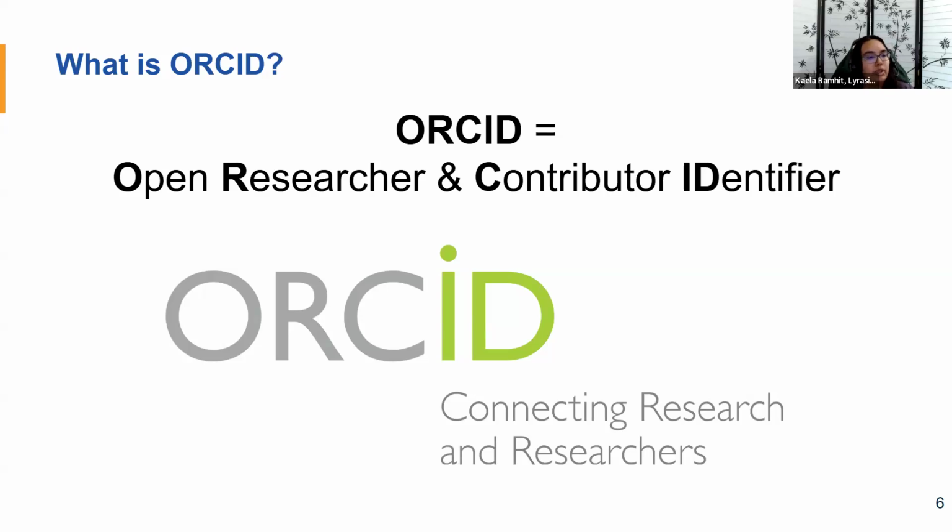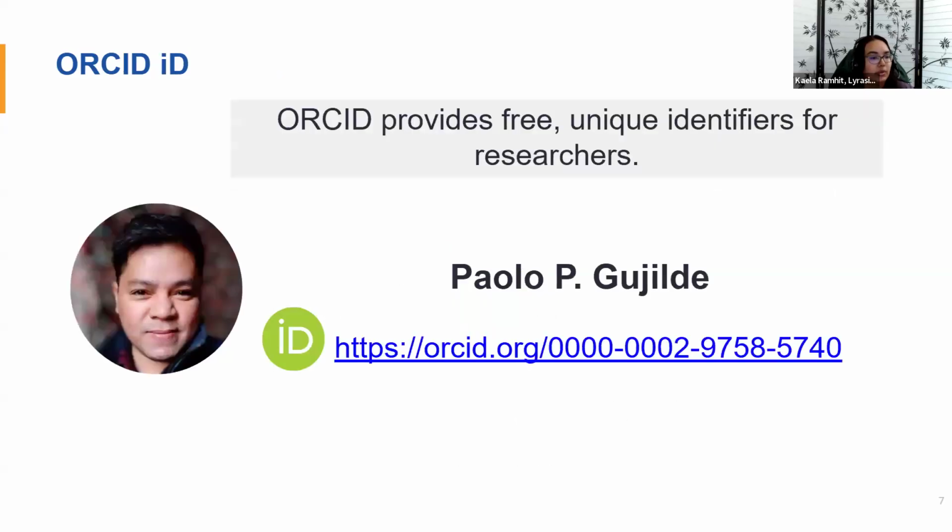One of the main components of ORCID is the ORCID ID, which is the unique persistent identifier that is free of charge to researchers and individuals. So an ORCID ID is a 16-digit number that is unique to you as the individual. It distinguishes researchers from each other and is free for anyone to use. So we have an example here, Paolo's ORCID ID. You'll notice it looks like a link, and that's because it is. So this ORCID ID links to his ORCID record.